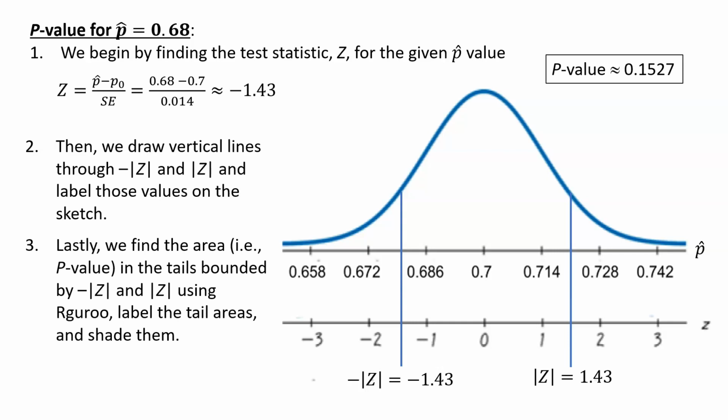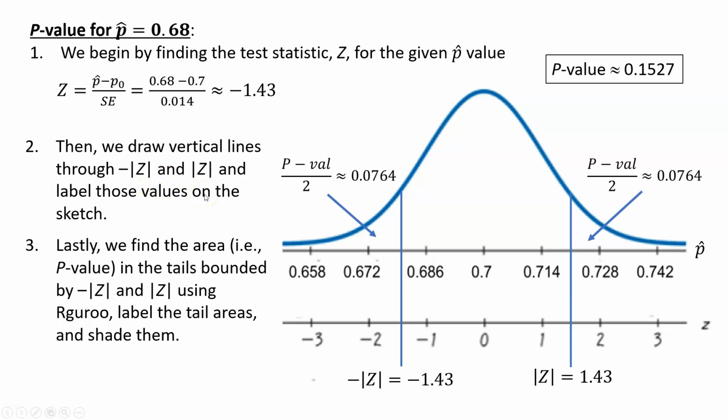Then the last thing we do is we find the area that is the probability, or p-value, that is in the tails bounded by the negative absolute value of z and the absolute value of z. We use RGuru to find that area. And I've noted the p-value in the upper right-hand corner of the screen. It's approximately 1,527/10,000ths. I would label the tail areas.